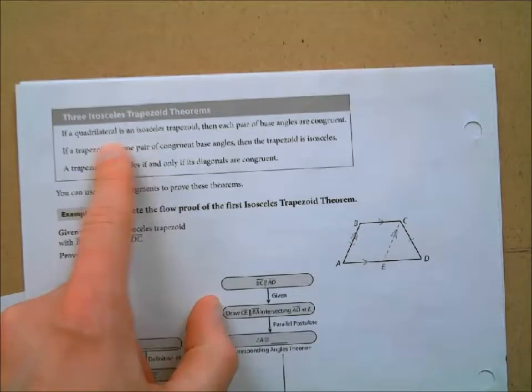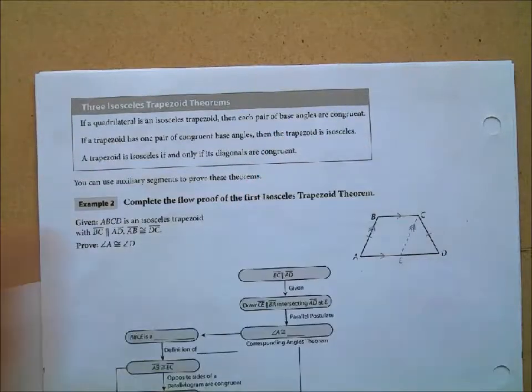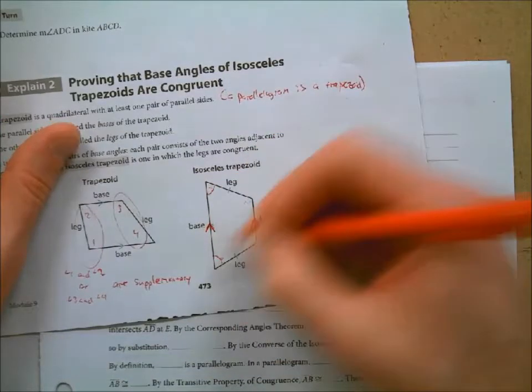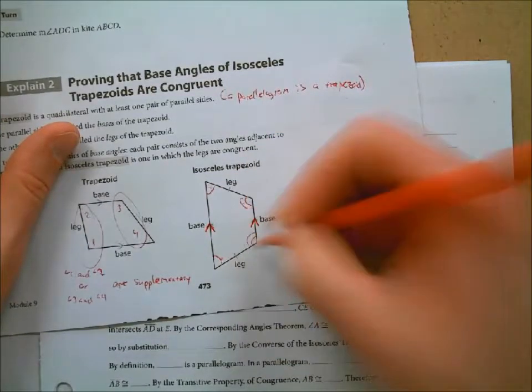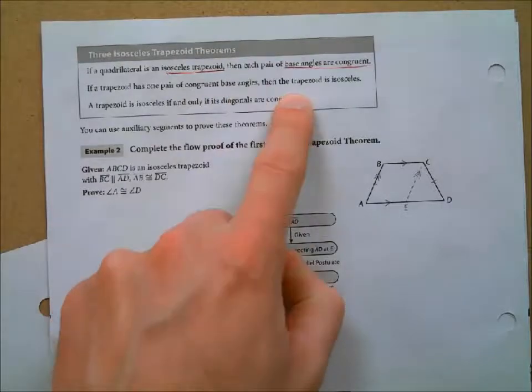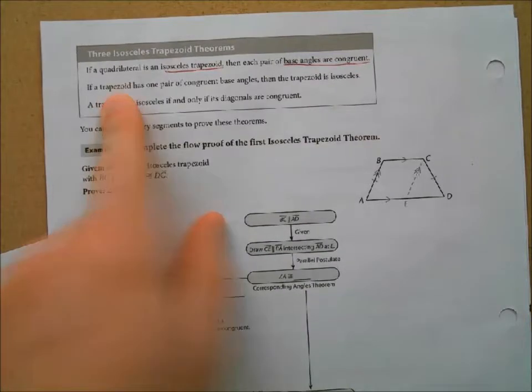All right, so let's continue on. If a quadrilateral is an isosceles trapezoid, then each pair of base angles are congruent. So for an isosceles trapezoid, base angles are congruent, which you can kind of see here, right? Certainly looks like that's congruent to that, and that's congruent to that right there. Makes sense. If a trapezoid has 1 pair of congruent base angles, then the trapezoid is isosceles. So the reverse is true too. If you have 1 pair of congruent base angles in a trapezoid, the trapezoid is isosceles.